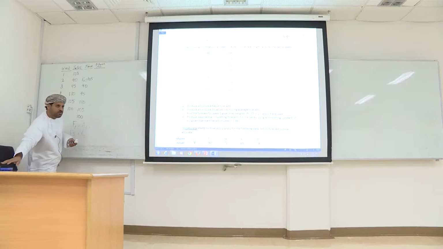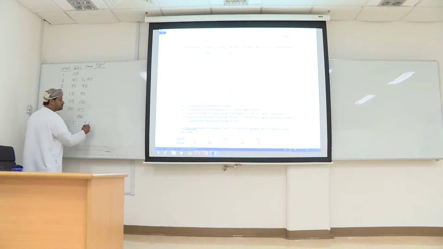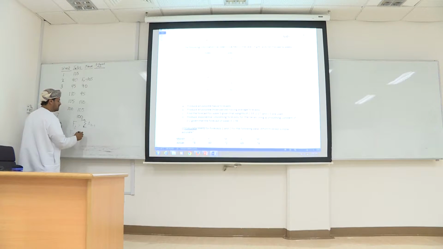So what is the formula for the moving average? Simply, the forecast for a given period is equal to the summation of the actuals of the previous periods, for the number of periods, divided by n. If n equals 3, then you take A(t-1) plus A(t-2) plus A(t-3) for the previous ones, divided by n. We can easily compute it, just a normal average.